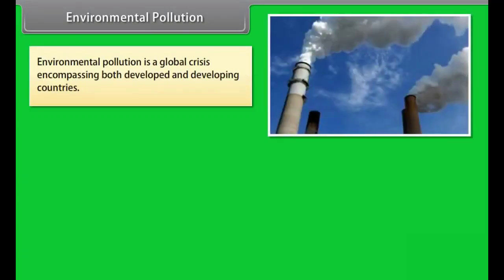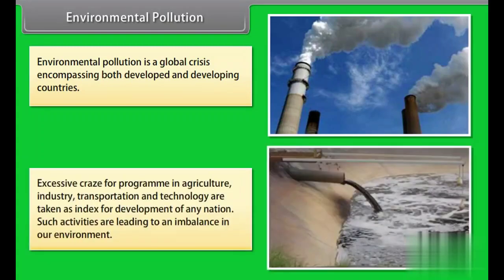Environmental pollution. Environmental pollution is a global crisis encompassing both developed and developing countries. Excessive craze for progress in agriculture, industry, transportation and technology are taken as an index for development of any nation. Such activities are leading to an imbalance in our environment. Before proceeding, we must be aware of some basic terminologies.